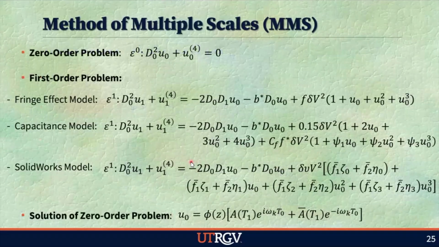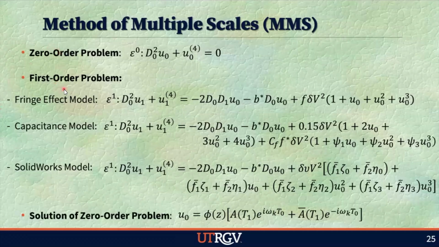The problem is then separated based on the powers of the bookkeeping parameter. We have zero order and first order. The zero order problem is the same for each model, while the first order problem is different. The solution of the zero order problem, which is shown here, is then substituted into each first order problem.